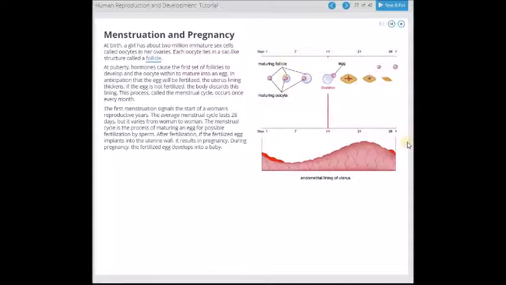So there is no point in the female cycle in which sperm being present or sex wouldn't cause pregnancy. And we found that out the hard way. A lot of unwanted pregnancies occurred because women thought there was a safe time that they could have unprotected sex.